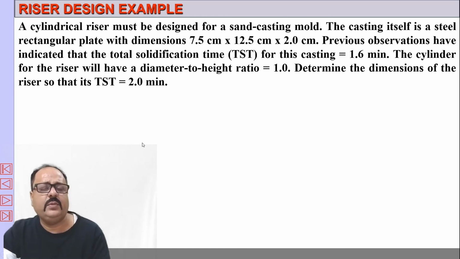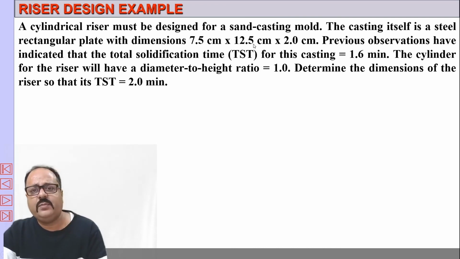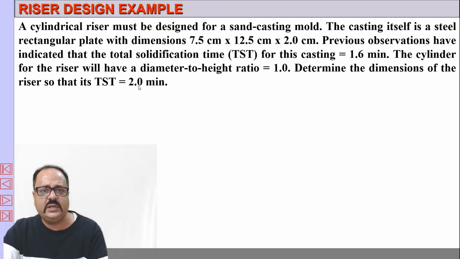There is another problem. A cylindrical riser must be designed for sand casting. The casting itself is a steel rectangular plate with dimensions 7.5, 12.5 centimeter and 2 centimeter. The previous observations have indicated that the total solidification time of this casting is 1.6 minutes. The cylinder for the riser will have a diameter to height ratio D by H equal to 1, that means D is equal to H. Now determine the dimension of the riser so that the solidification time is 2 minutes.